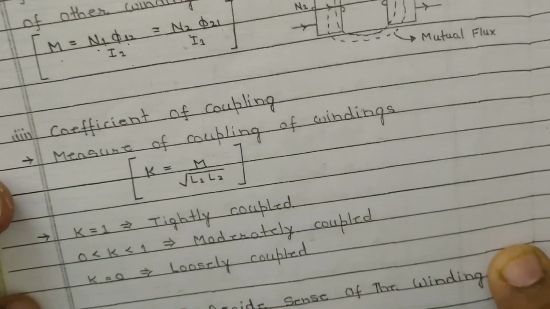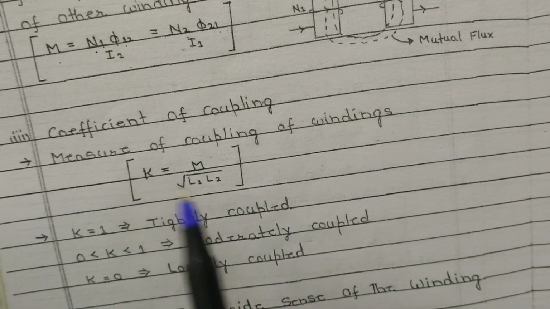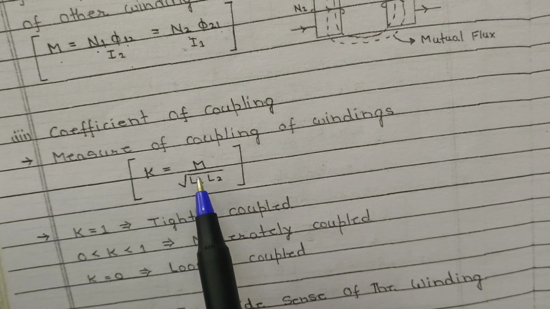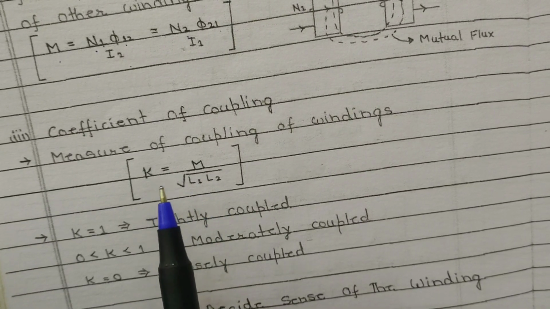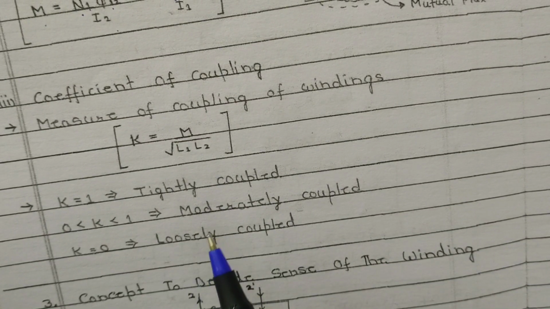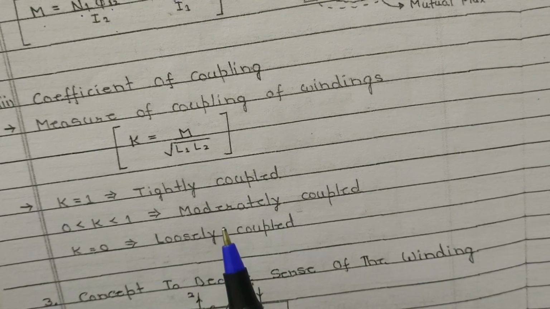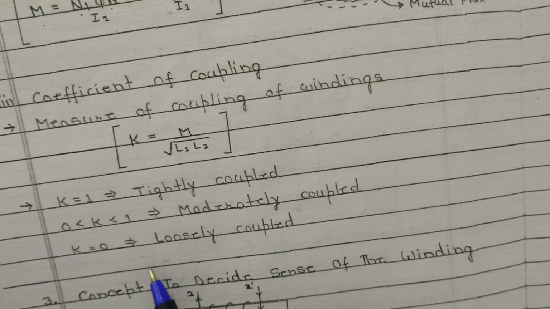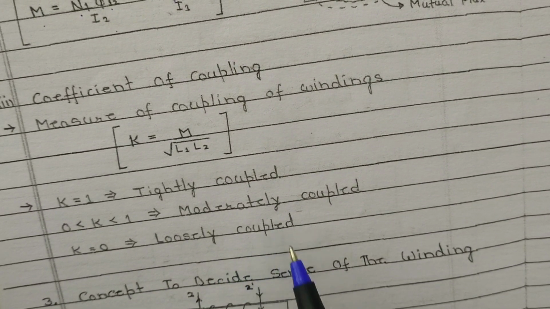Now, the coefficient of coupling. It is represented by K. K is equal to M by root of L1 L2. If K is equal to 1, the windings are tightly coupled. If K is less than 1, moderately coupled. If K is equal to 0, loosely coupled.